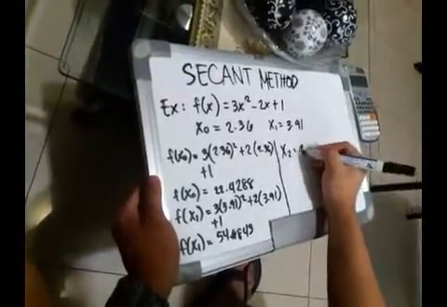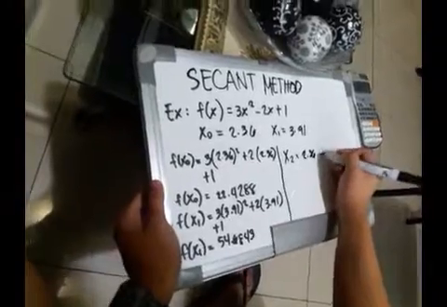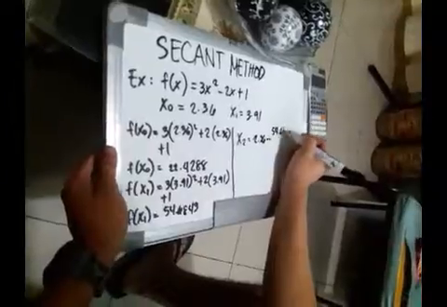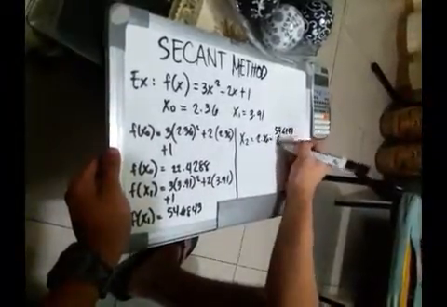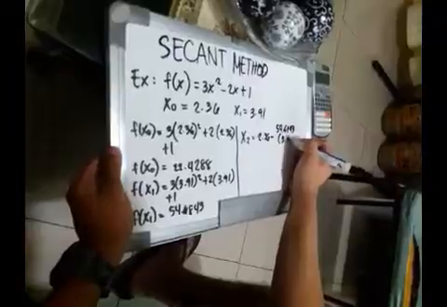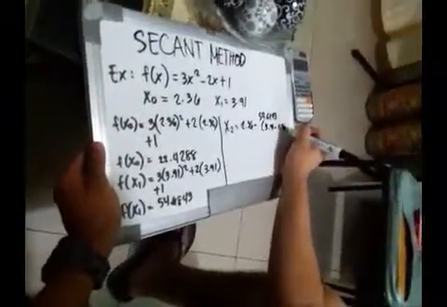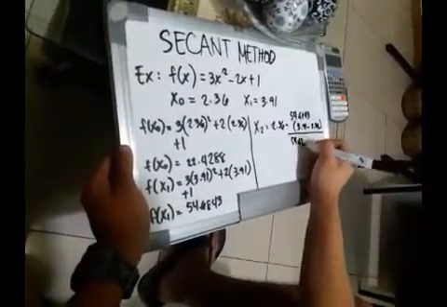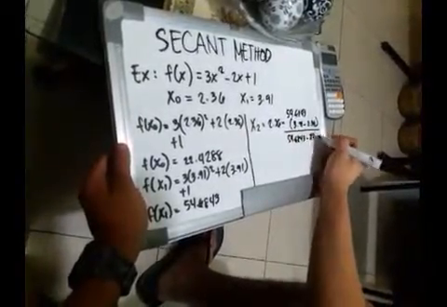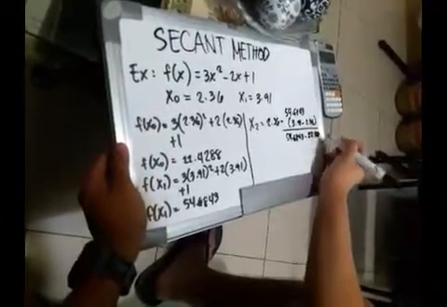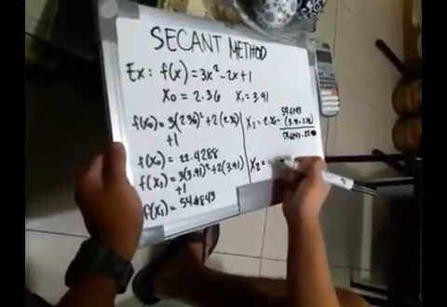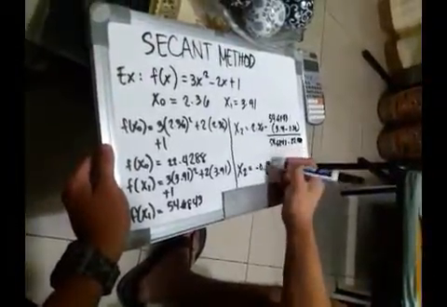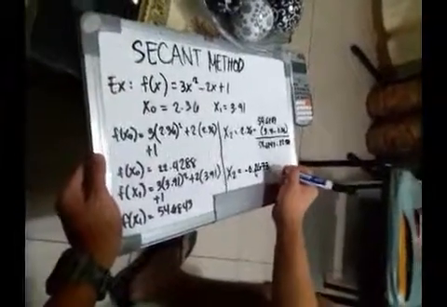So, 2.36, which is x sub 0, minus f(x sub 1), which is 54.6843, times the quantity 3.91 minus 2.36, all over 54.6843 minus 22.4288, and your x sub 2 would be negative 0.26778.